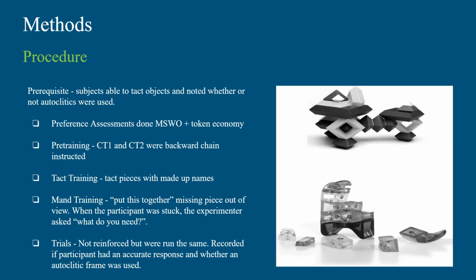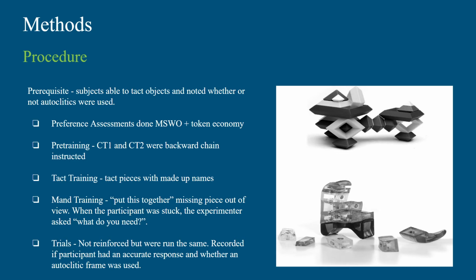For the procedure, a prerequisite before doing any of this was to ensure that the participants could mand and tact items in their environment. 2 of these used autoclitics and 2 of them did not. Preference assessment was done and a token-based economy was used. Then there was pre-training, in which they did the backward chaining to do the 2 construction tasks. Then they did TAC training, where they were taught to tact each piece with its made-up name.